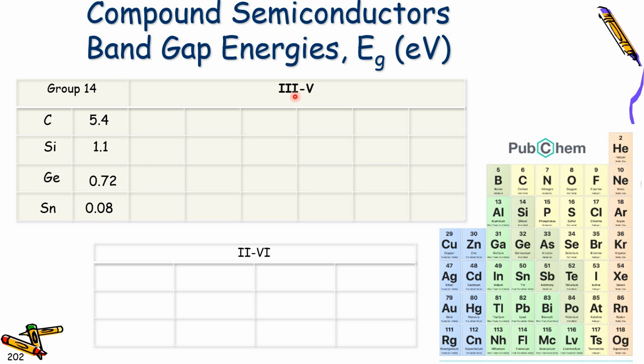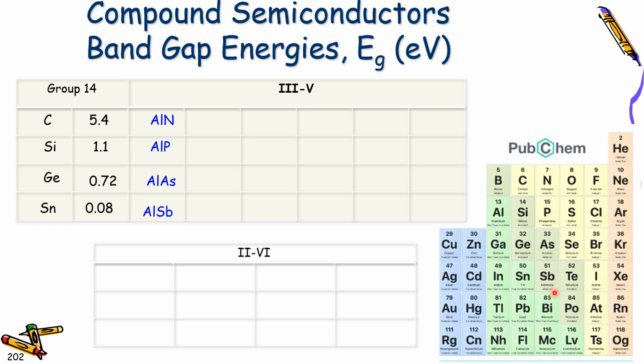So this is 3-5, group 3A and group 5A. Group 3A is this group, group 5A is this group. So if you put these two elements together, it can become a semiconductor and provide you different band gaps. For example, aluminum nitride, aluminum phosphide, and aluminum arsenide.